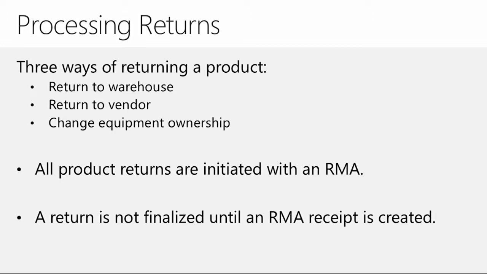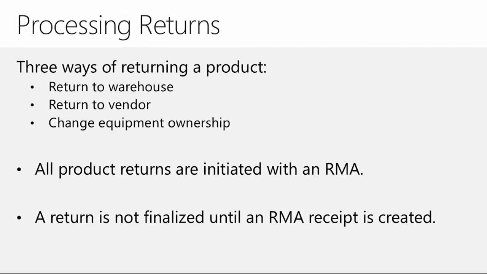Once the RMA receipt is processed, then the inventory adjustment or equipment adjustment can be carried out within the application. So from a return standpoint, when you start talking about working with returns inside field service, you basically have to create an RMA first. Once you create that RMA, you'll be able to associate products with that RMA. You'll then be able to go ahead and submit that RMA for approval.